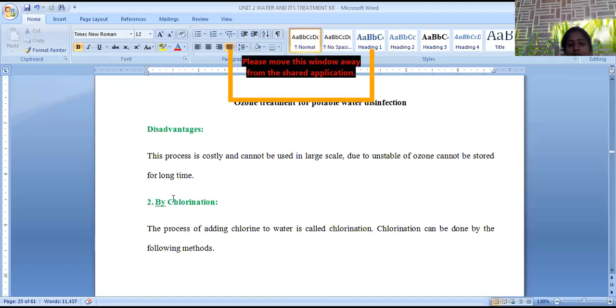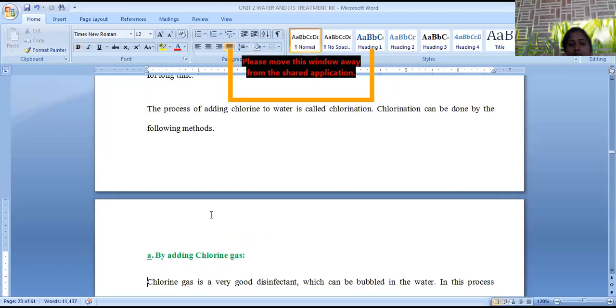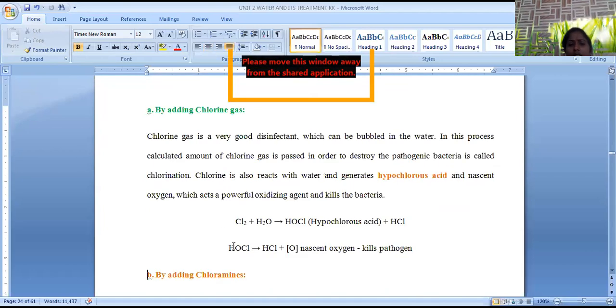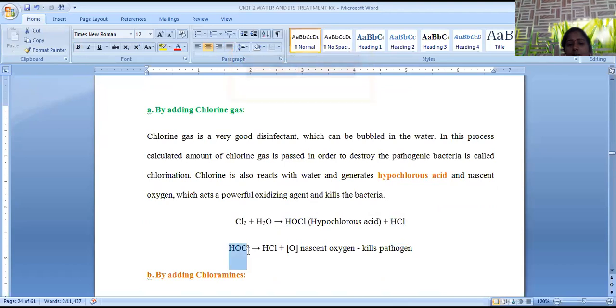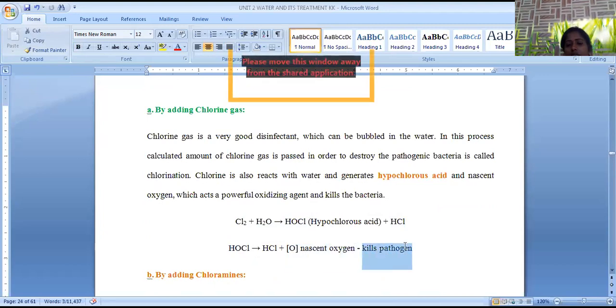And second is about chlorination. It is a widely used method for sterilization. We have different methods of chlorination, by passing chlorine gas directly. So water is irradiated with chlorine gas. When chlorine gas is added to water, it immediately hydrolyzes or dissociates into hypochlorous acid and HCl. Hypochlorous acid again dissociates into HCl and nascent oxygen. Already we know nascent oxygen is mainly used to kill the pathogenic organisms. So in this way, even chlorine is generating nascent oxygen. That's the reason why it is also more efficient.